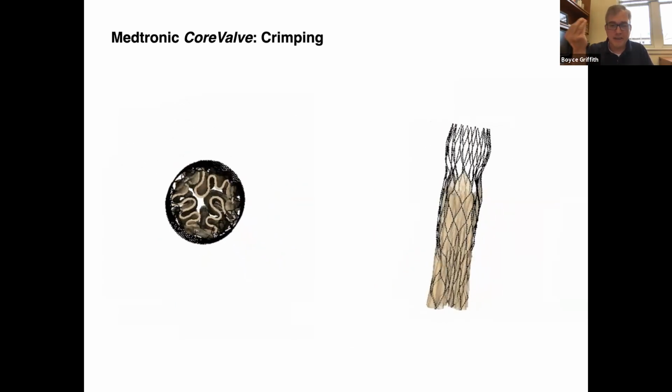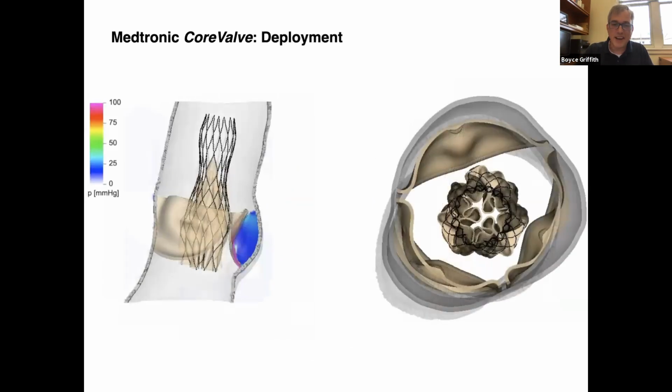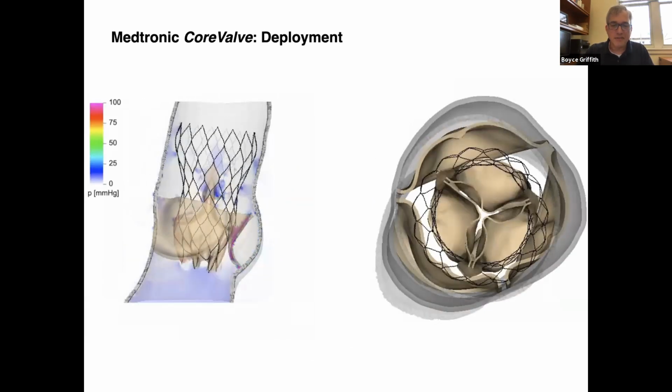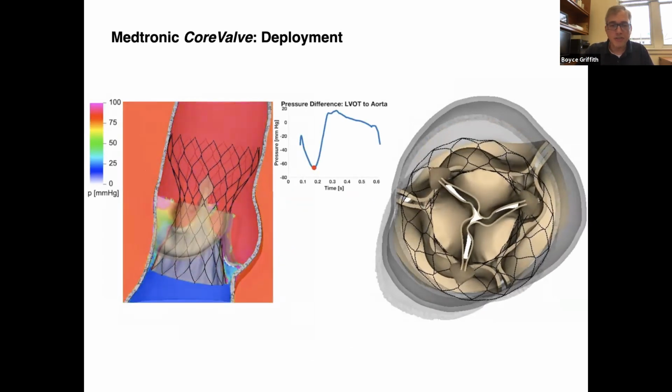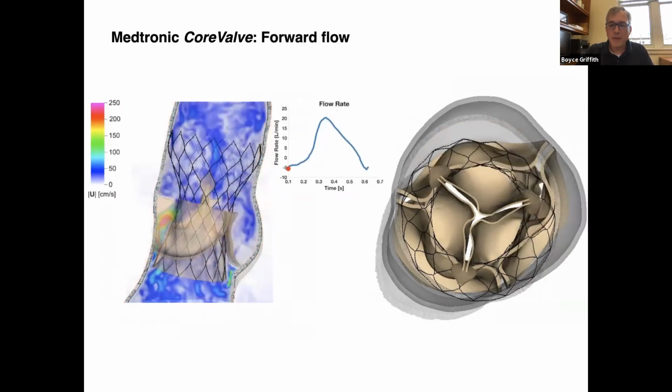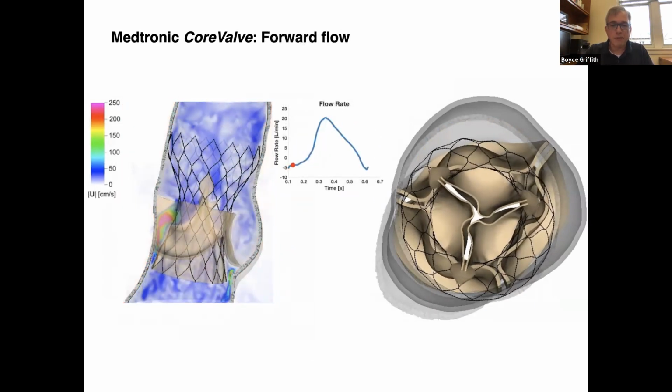We need to be able to crimp the valve in order to deploy it. So then we're going to deploy the valve. We're going to load it up with a transvalvular pressure load. So this is sort of like an end diastolic pressure difference across the valve. And then we're going to drive forward flow through it.